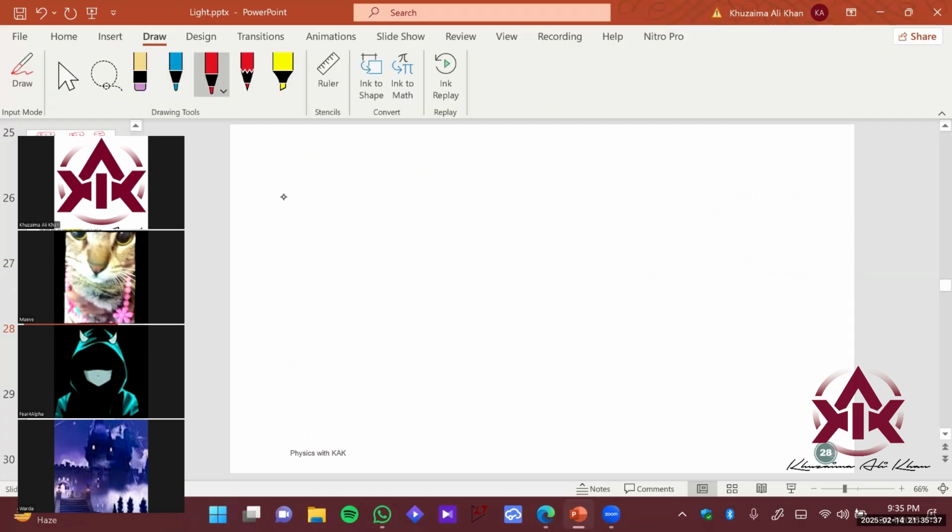Okay, let me just select a pen. So if you have a rectangle here, and let's say your ray is hitting this like this. It hits, goes like this, and then hits like this.